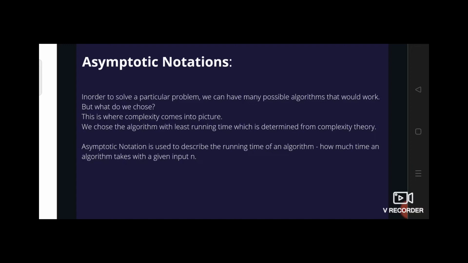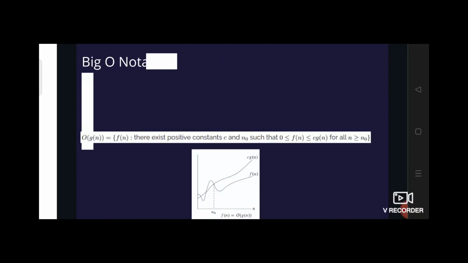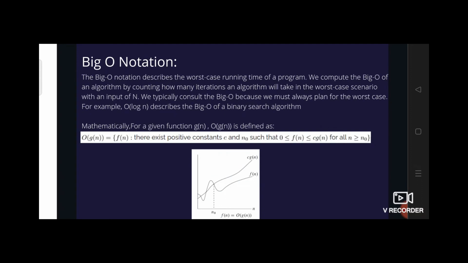So, what are asymptotic notations? We use asymptotic notations for calculating the runtime of the algorithm. So we have various notations for that. The first one is the big O notation. What is big O notation?